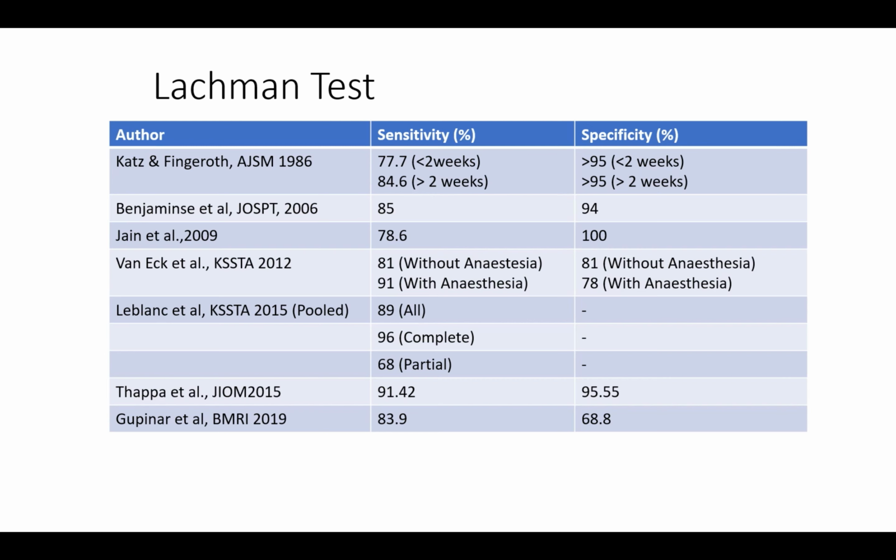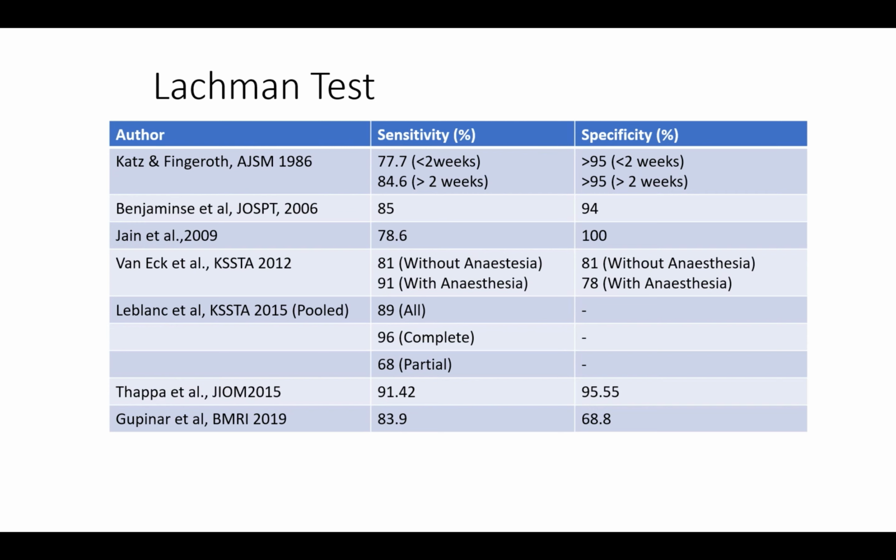Sensitivity was reported by Van Eck et al. to be higher when the test was performed under anesthesia as compared to without anesthesia. This could be due to complete muscle relaxation when anesthesia is given. However, the specificity was found to be slightly lower with anesthesia. Gupina, in his study comparing all tests for ACL, found that specificity was only 68.8%, which is much lower as compared to other studies, although sensitivity was comparable.